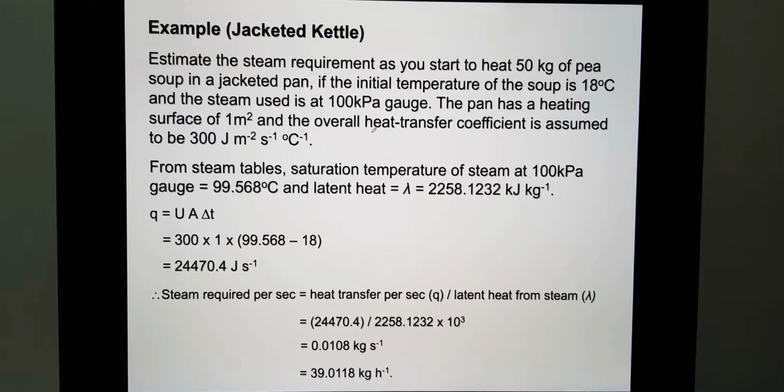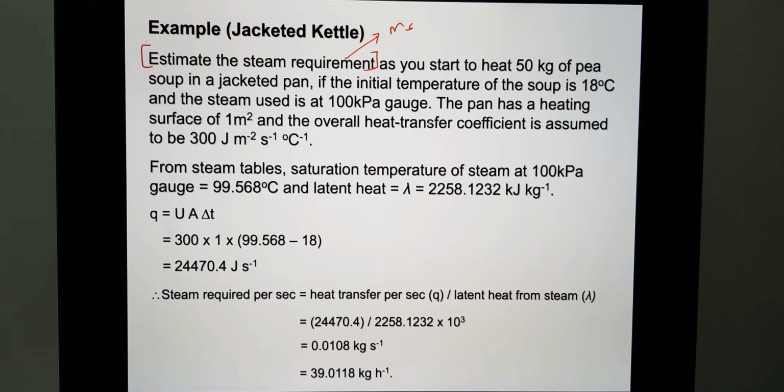Alright, now let's take a look at the example of the jacketed kettle. For example, estimate the steam requirement. So this is your task that you need to calculate. What you need to do is calculate the amount of steam as you start to heat 50 kg of pea soup in a jacketed pan, if the initial temperature of the soup is 18 degrees Celsius, and the steam used is at 100 kilopascal gauge.